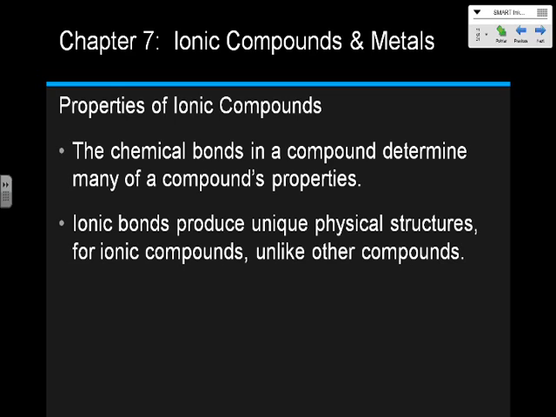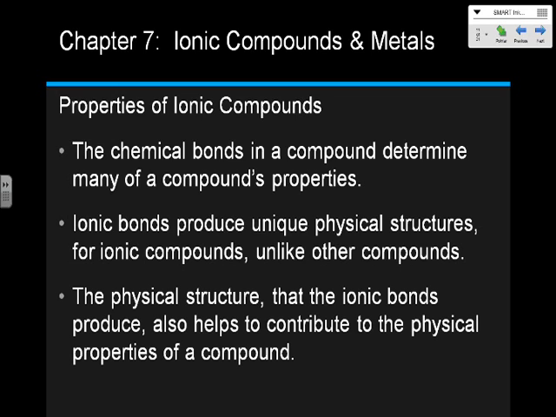Now, ionic bonds produce a unique physical structure, unlike any other compounds, and we call it a crystal lattice, which we're going to talk about. But the physical structure that the ionic bonds produce contributes to the physical properties as well as the chemical properties of that compound.